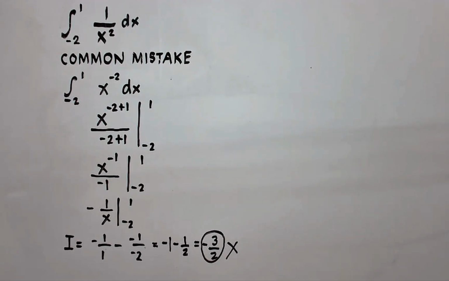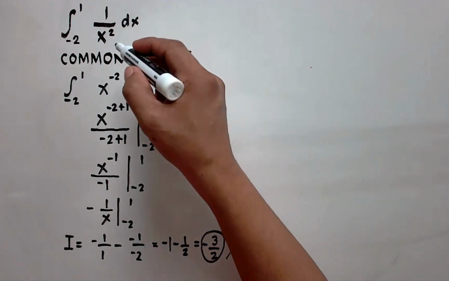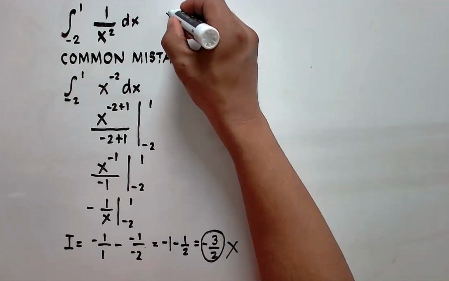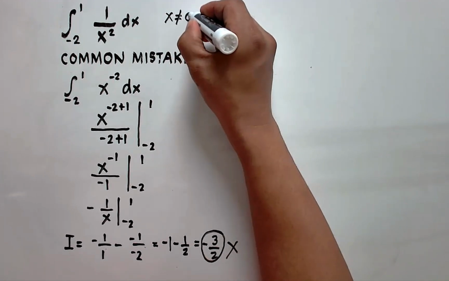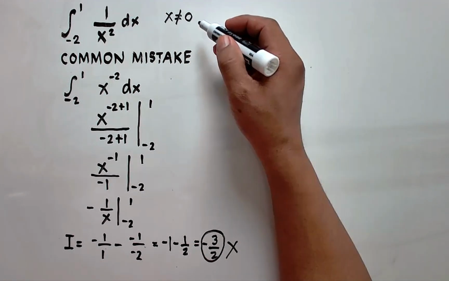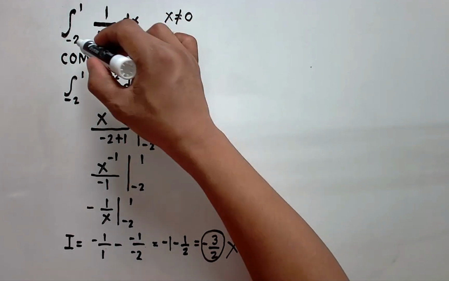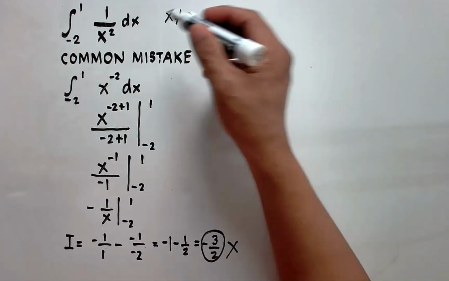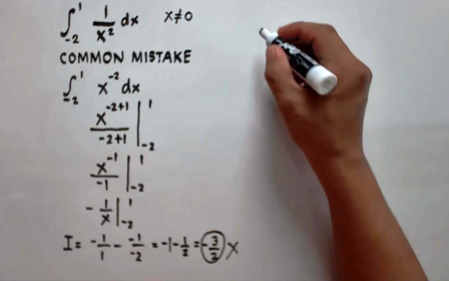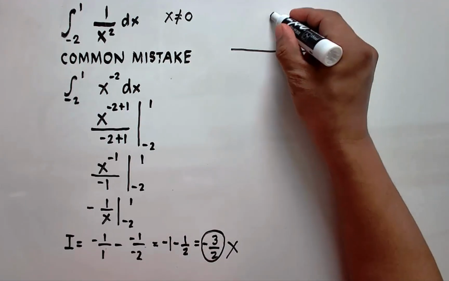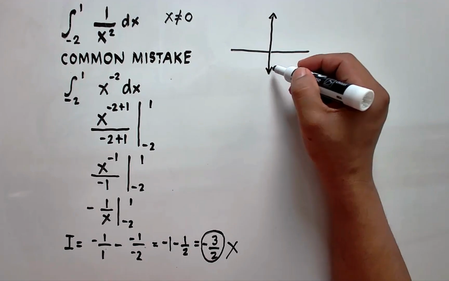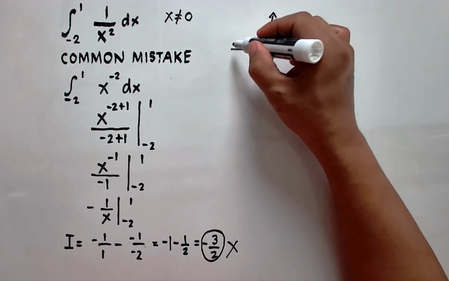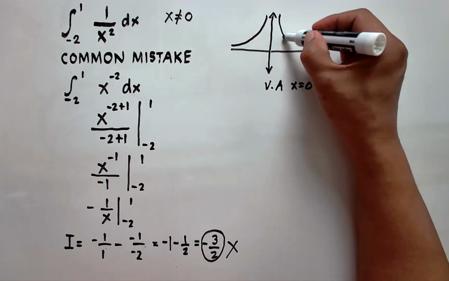Why? The reason is we go back to the given 1 over x squared. Now here, x squared cannot be equal to 0, and therefore x is not equal to 0. But our limit of integration, remember, is from -2 to +1, which contains x equals 0. And if you are going to graph 1 over x squared, its graph would look like this. There is a vertical asymptote at x equals 0, and the graph of 1 over x squared looks like this.